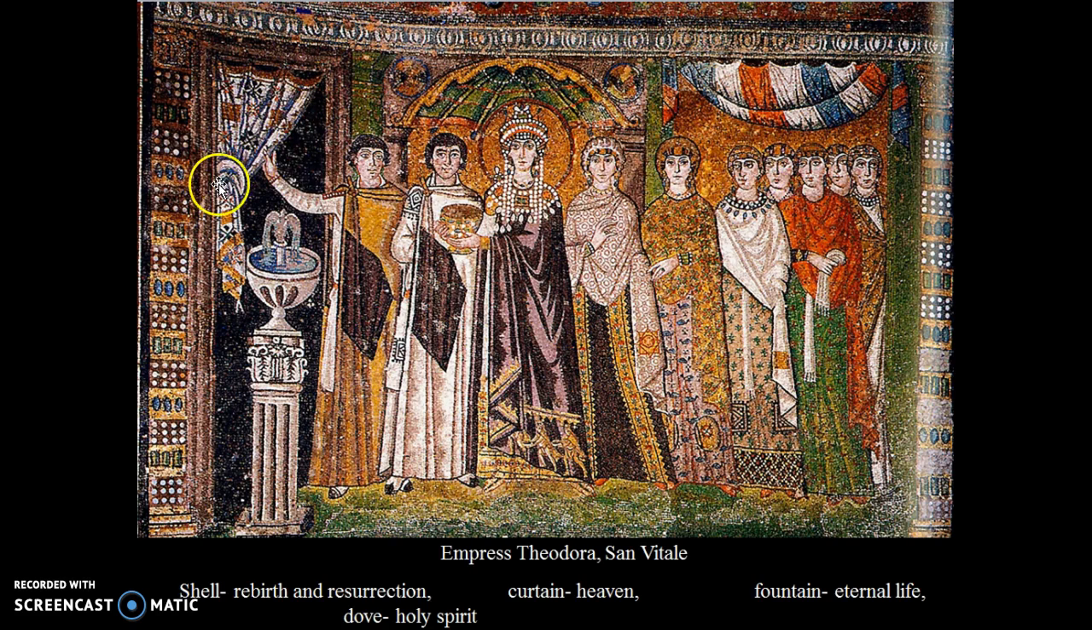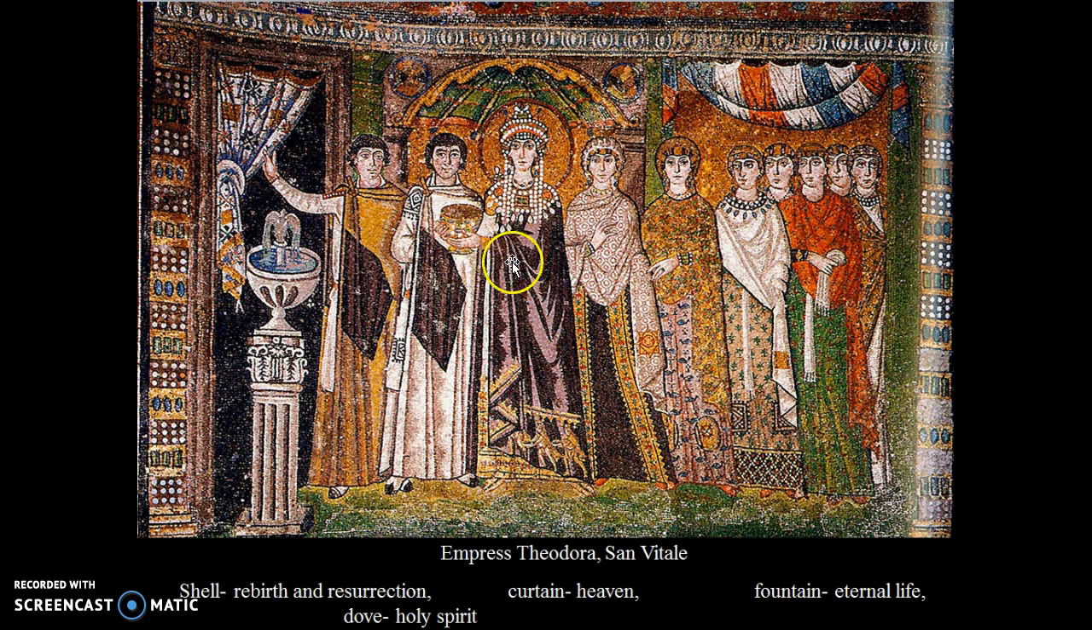This curtain over here represents the curtain of heaven. So this guy is revealing heaven beneath there. It also refers to some Old Testament things as well. We have this fountain that represents eternal life. We also have a representation of this kind of sort of Corinthian looking column, and that refers to the Roman past as well. So we have not only Christian themes, but also some other themes as well. And we have this dove that represents the Holy Spirit.